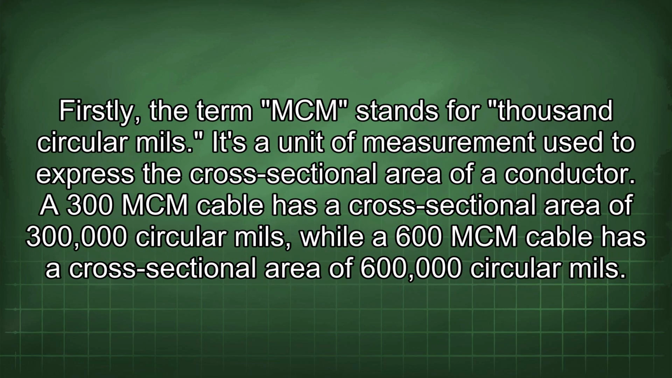Firstly, the term mcm stands for 1000 circular mils. It's a unit of measurement used to express the cross-sectional area of a conductor. A 300 mcm cable has a cross-sectional area of 300,000 circular mils, while a 600 mcm cable has a cross-sectional area of 600,000 circular mils.